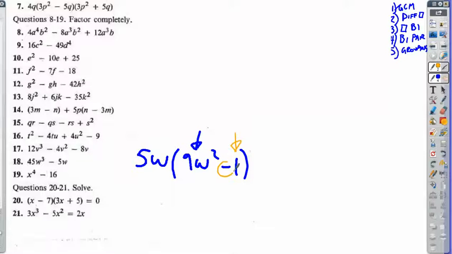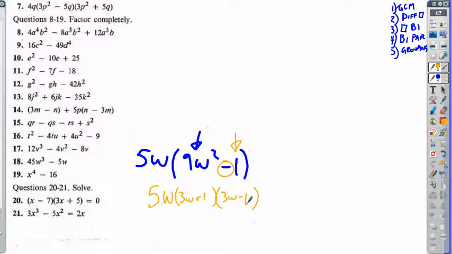We have a difference. This is a difference of squares. So we still have the 5w, and I'll have my difference of squares pair of parentheses. So we get 3w plus 1, 3w minus 1. And there we have it.